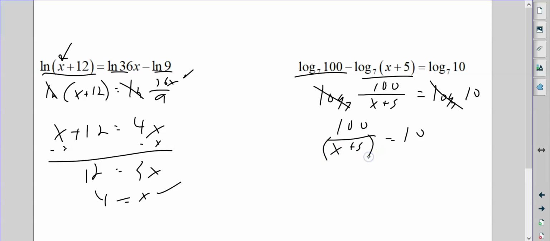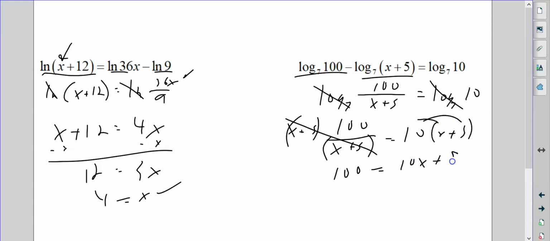Now I need to get the x plus 5 up to the top, so I multiply both sides. That cancels. And over here, I do that. Well, that gives me 100 equals, I'm going to distribute, 10x plus 50. Subtract 50 from both sides. And divide by 10, and I get x equals 5. Okay? And if I plug in 5 right here, 5 plus 5 is 10, goes into 100 10 times, check.